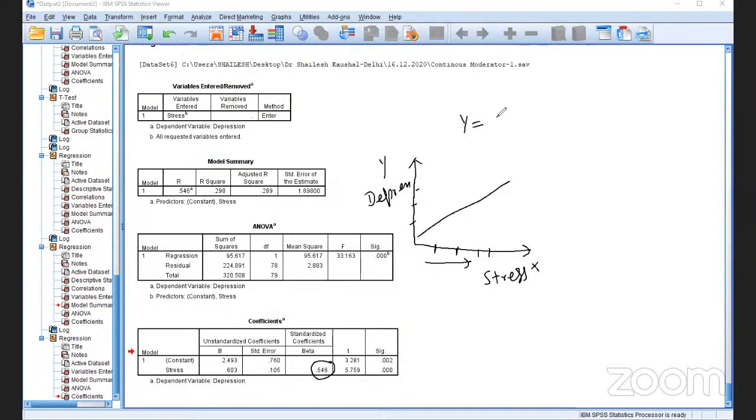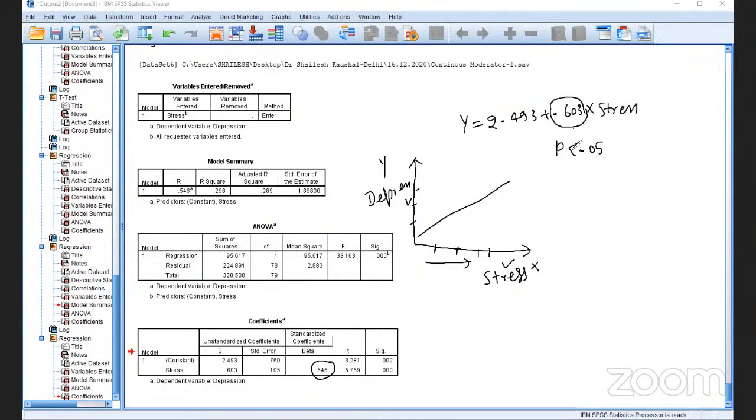So there is a positive correlation between the two variables, and this is the regression coefficient, or we can show this as the bivariate regression equation: y equals 2.493 plus 0.603 into stress. So through the regression coefficient, its sign is positive. It means there is a positive correlation between the dependent and independent variables, and it is significant also because the p value is below 0.05.